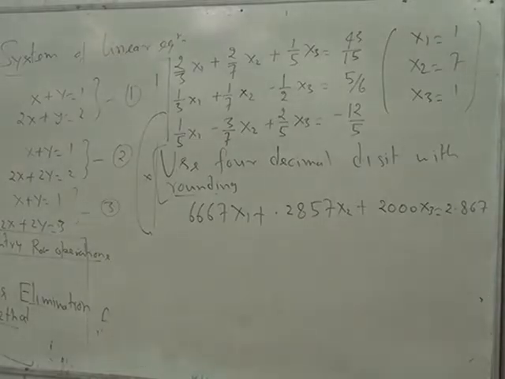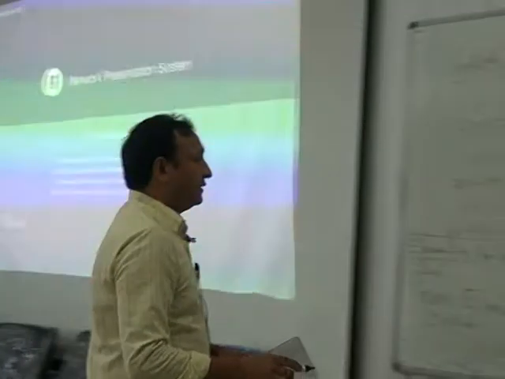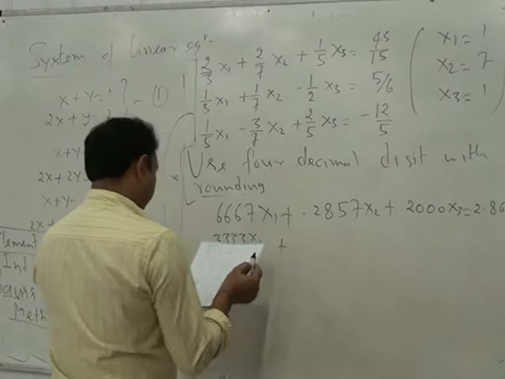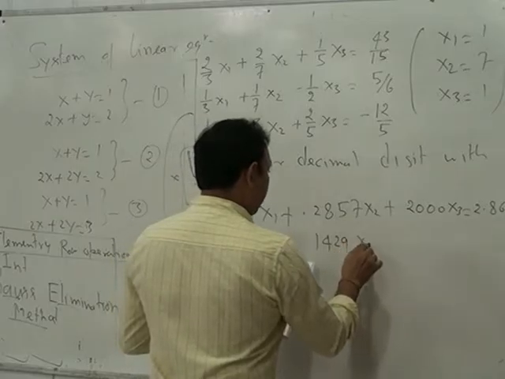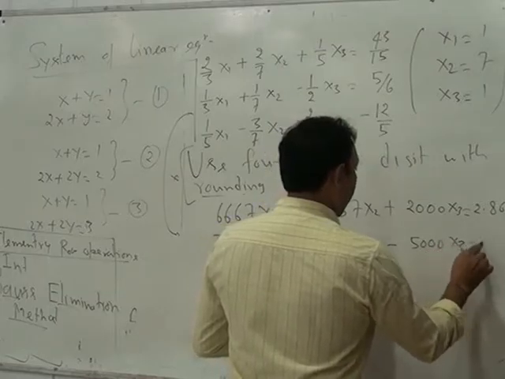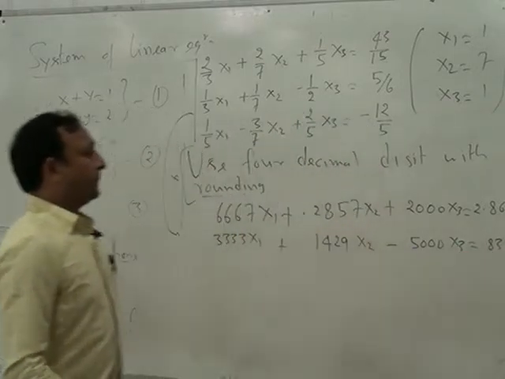Because now you are using a calculator, your calculator understands only this language. Your calculator cannot understand 2 by 3. It will take its own language, 0.667. Similarly, I write 1 by 3. So this is 0.333 x1 plus 0.1429 x2 minus 0.5 x3 equal to 5 by 6, which is 0.833. This is my set.